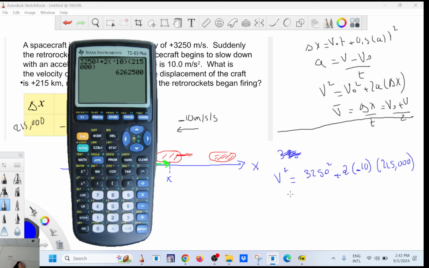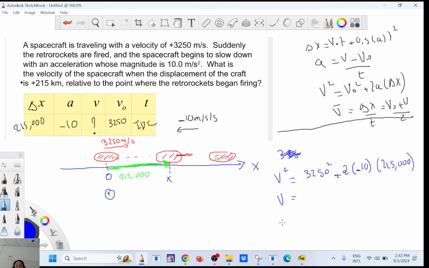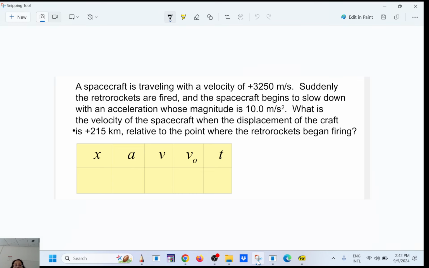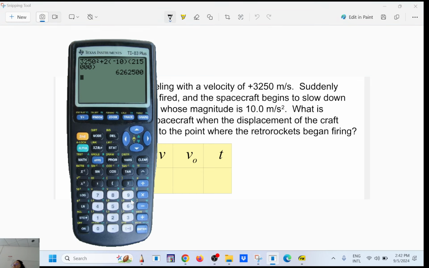And then you have to take the square root, right? And you take the square root. How many roots? 2. So let's take the square root. So you do second square, that will be the square root, and then you call back here the answer. So you go second minus, and you get plus or minus 2502.